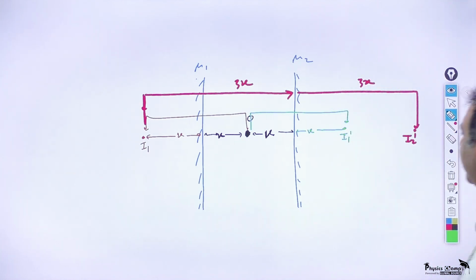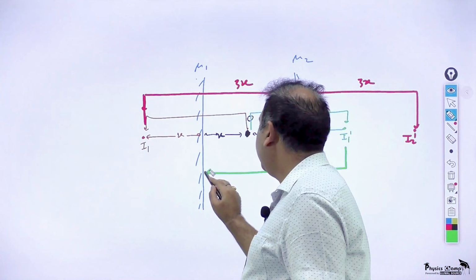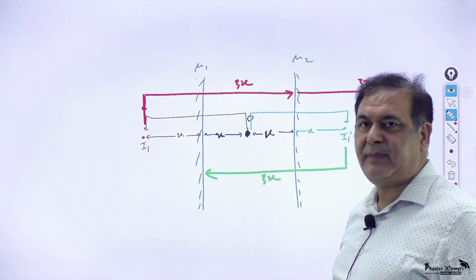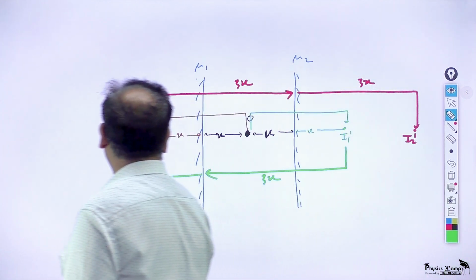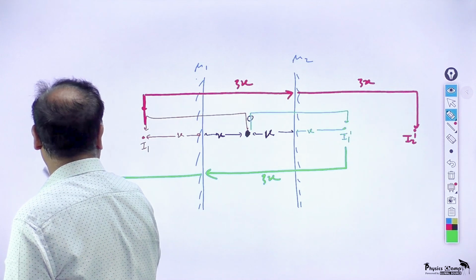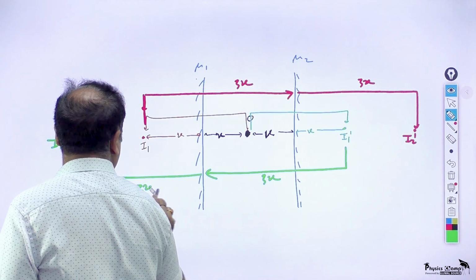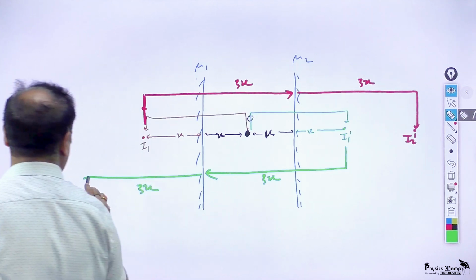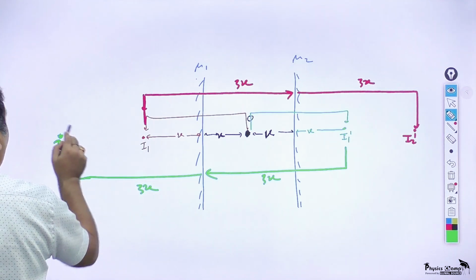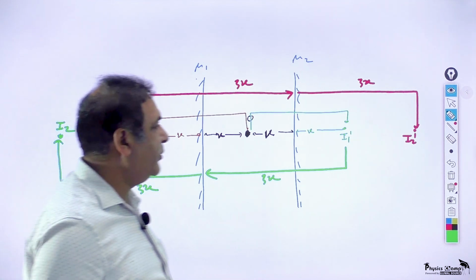Similarly, this I1 dash is acting as an object at a distance 3x for mirror M1, and it will form an image, maybe I2, at a distance 3x behind M1. I hope you could get it.